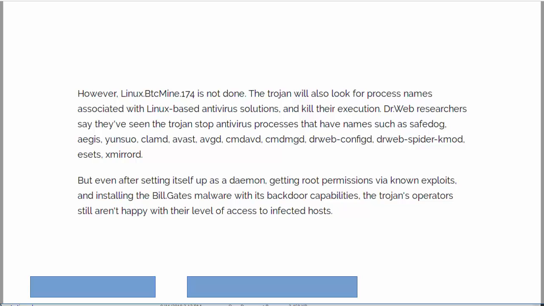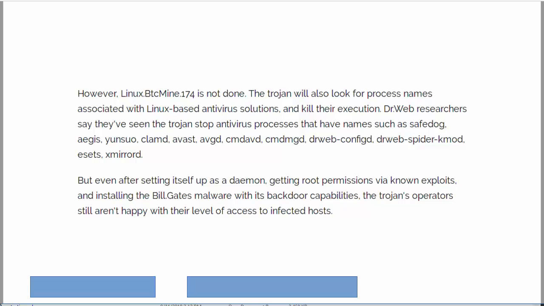However, even with all this, it's still not done. The Trojan will look for process names associated with Linux-based antivirus solutions and will kill their execution. The Dr. Web researchers say they've seen the Trojan stop antivirus processes with names such as SafeDog, Aegis, Yansuo. I have no idea what that one is. And all the others. You can read them there, right?